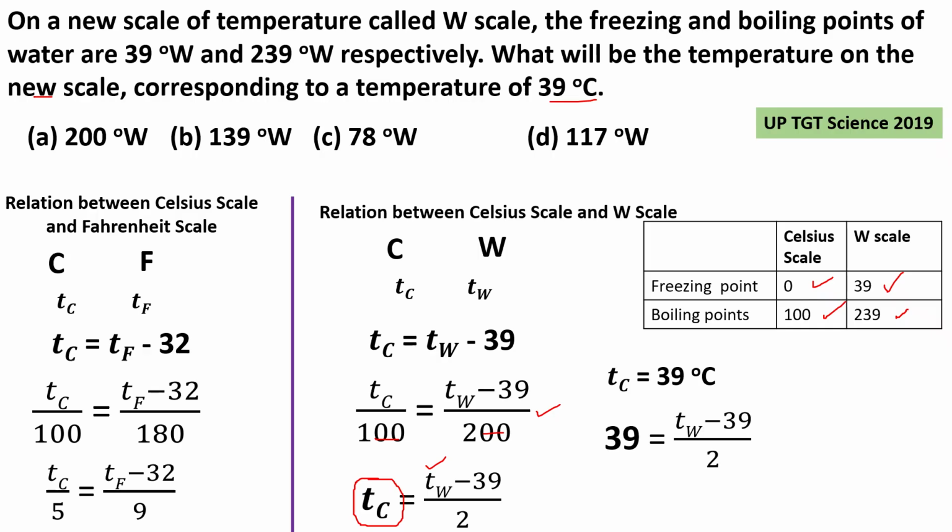Then 39 equal to Tw minus 39 divided by 2, which becomes 2 into 39, that is 78, equal to Tw minus 39. Then Tw equal to 78 plus 39, it is 117 degree W. So our answer is option D. This problem was given in the UP TGT Science exam in 2019.